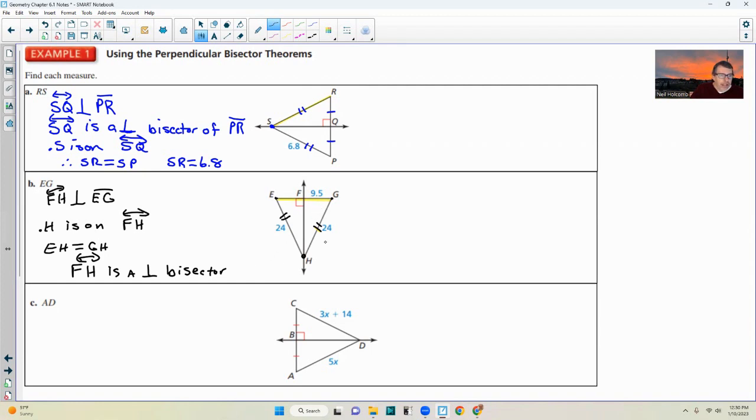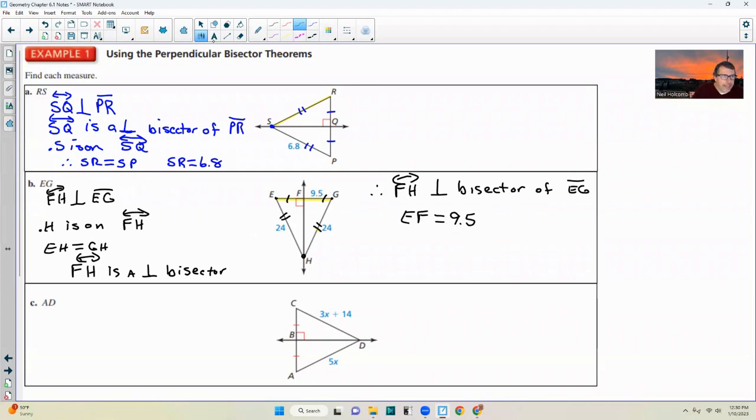Therefore, we can state that FH is a perpendicular bisector of segment EG. And since that's true, then EF is equal to FG, and therefore the length of EF is also 9.5. All righty, so that's how you do these.